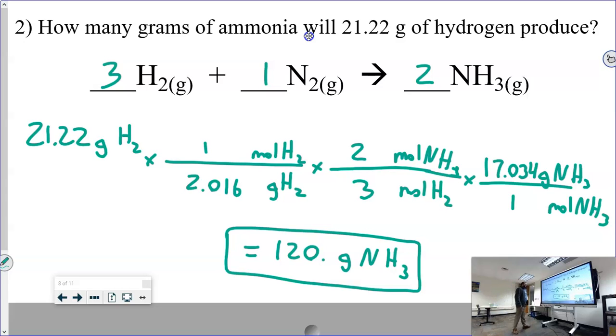Wait, so was the answer 119.5? Okay, then how did I get 118.9? Is one of your molar masses just slightly off? You sure? If you used last year's periodic table, hydrogen is 1.00. If you use the AP periodic table, hydrogen is 1.008. That might be enough to throw you off.